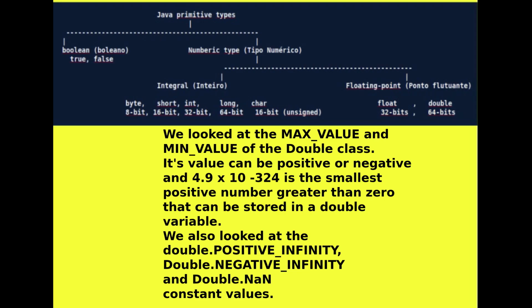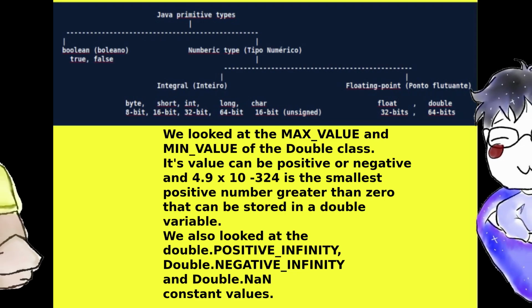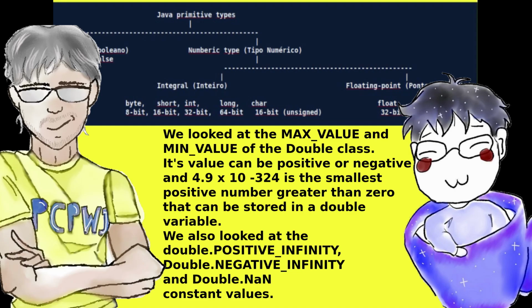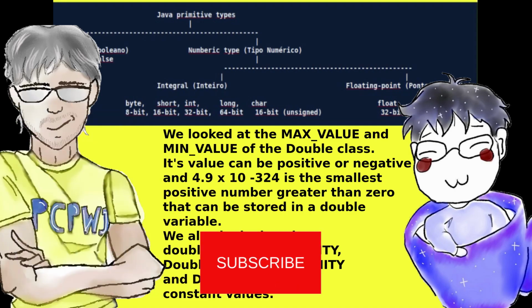We've come to the end of this lesson. We looked at the max value and the min value of the Double class. Its value can be positive or negative, and 4.9 times 10 to the negative 324 is the smallest positive number greater than 0 that can be stored in a double variable. We also looked at the Double.POSITIVE_INFINITY, Double.NEGATIVE_INFINITY, and Double.NaN constant values.